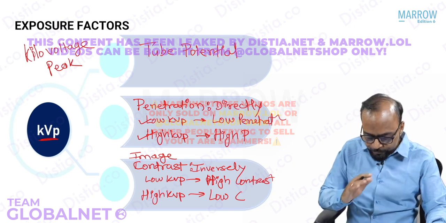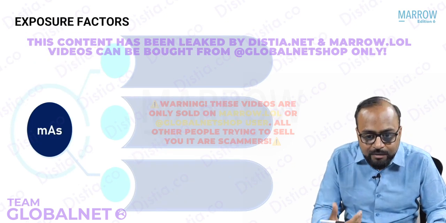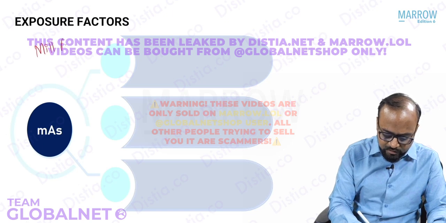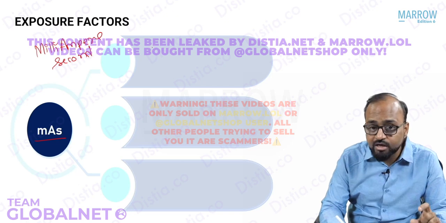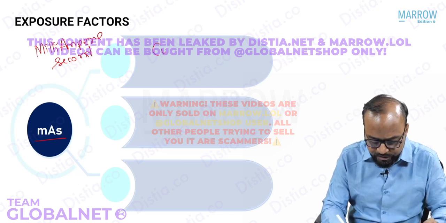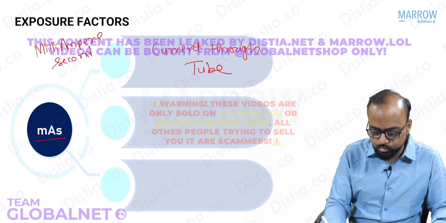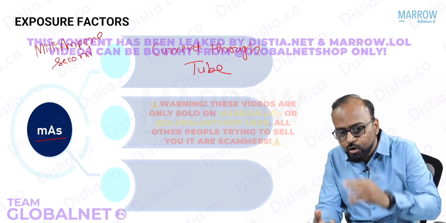Now, to compensate for these changes, there is another exposure factor which is available, and that is called MAS. MAS is nothing but milliampere second. This is the current which is passed through the cathode filament. So it is the current which is passed through the X-ray tube, or the tube current, in milliampere seconds. What is the milliampere, and for how many seconds?